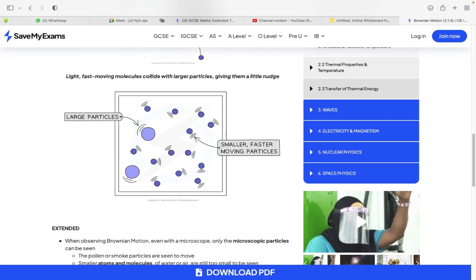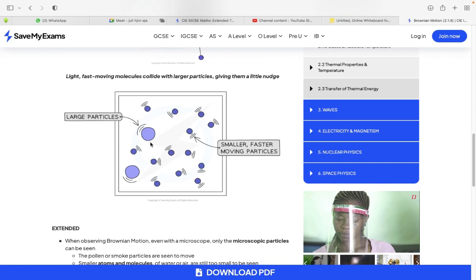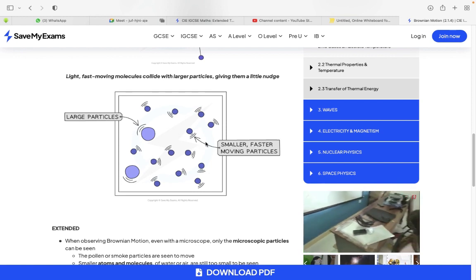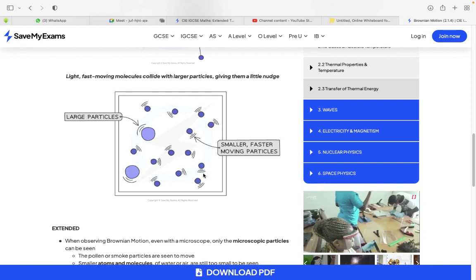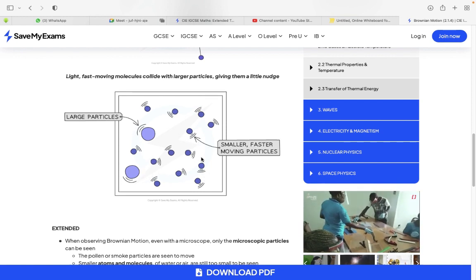Here is a glass jar, or an enclosure, where you have the air molecules that are smaller and moving faster, and then you have the smoke particle, a larger particle. The smaller ones will hit the big one, and it will keep being pushed up and down by these small air molecules.